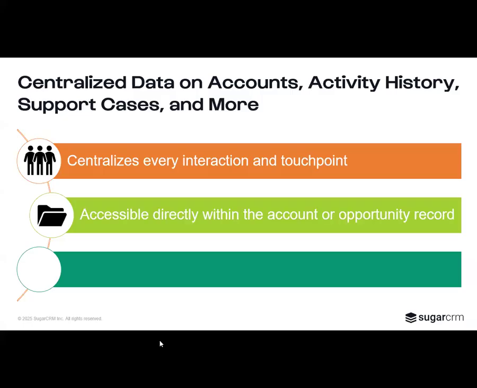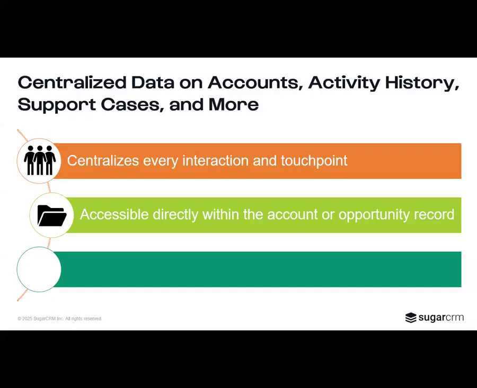It also shows you accessibility directly within the account and opportunity record. There's no digging around for emails or switching systems if you're using Sugar to do all this. And yes, you can email inside of Sugar, and you can also archive emails into Sugar. Both of those things we have free training videos on Sugar Club, by the way, on how to do those particular things.